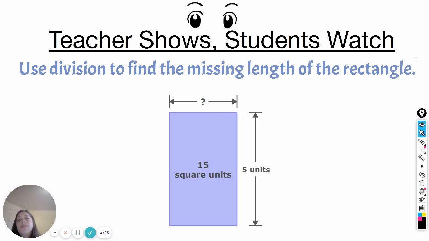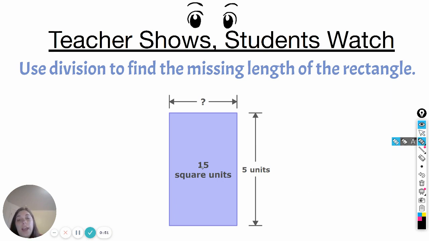Today we're going to be using division to find the missing length of the rectangle. So here you can see we have a rectangle, and it already tells us the area is 15 square units. It tells us this side is 5 units long, but we don't know how long this side is. So we need to figure out what this missing side length is. We're going to use division to solve that.